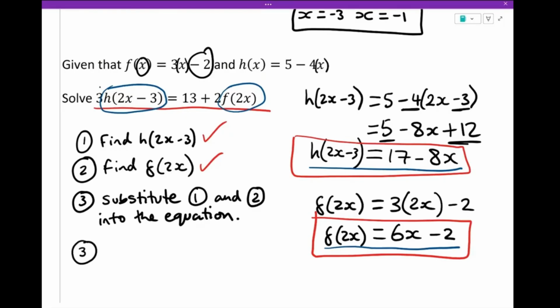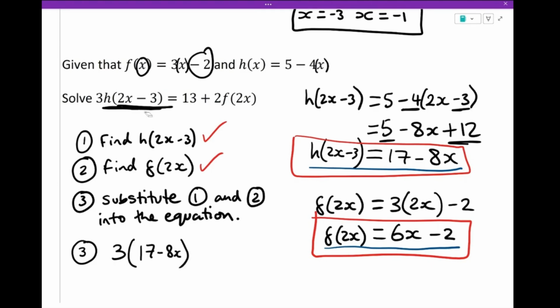So I'm going to write the 3 outside here. And then I'm going to open a bracket. And I'm going to substitute in my h of 2x subtract 3, which is in this red box over here, which is 17 subtract 8x. So in my bracket, I'm going to put 17 subtract 8x like that. Then I'm going to close my bracket. So I've successfully replaced the h of 2x subtract 3.